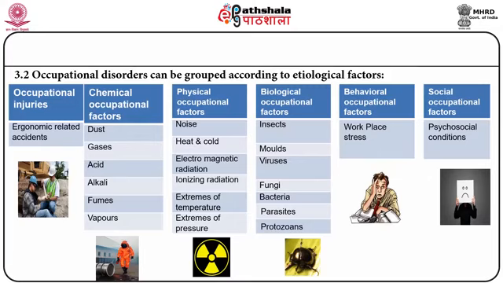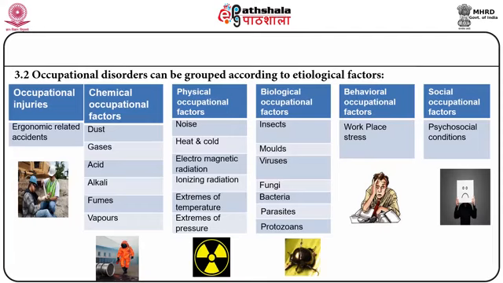Then chemical occupational factors, where people have to deal with dust, gases, acid, alkali, fumes, and vapors. These are available in practically all the physical occupations, whether they are road workers, miners, or those working in the silicon factory or other factories, or in the tobacco factory. So dust or the liquid, the acid, alkalis, fumes, anything.